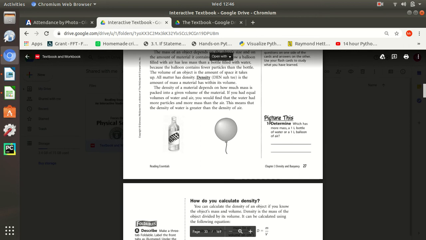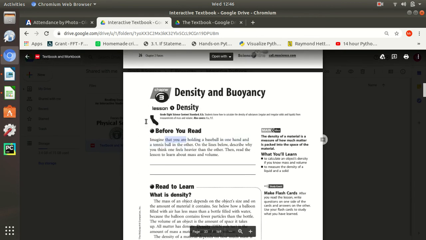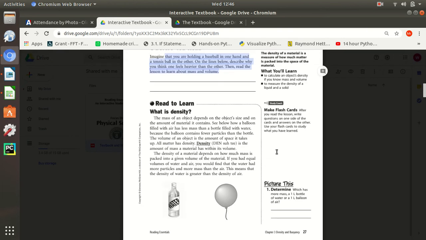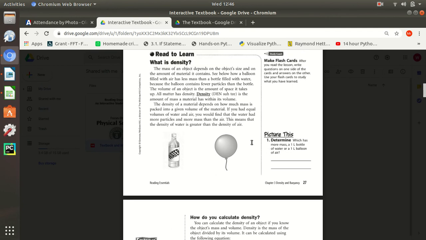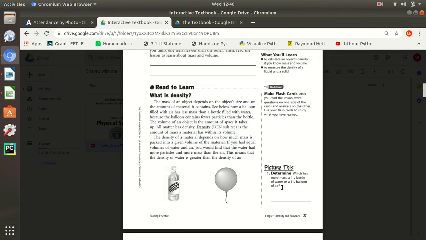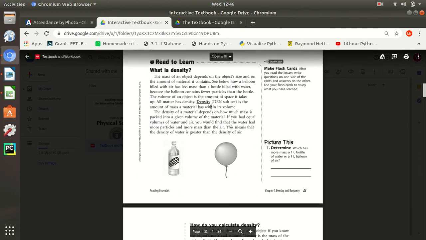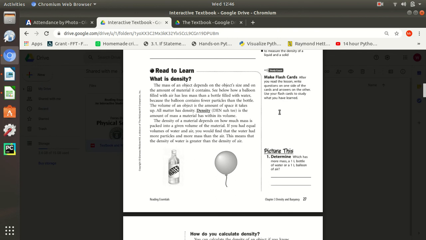Picture this. Here's another prompt. So in your notebook, right below this, before you read response that you have, right after that, do the picture this. Determine which has more mass, a 1 liter bottle of water or a 1 liter balloon of air. You tell us which one you think has more mass after reading this section. You don't have to write the question. You have to use complete sentences. So right after you did this, before you read, do that. Make sure to come back and do these flashcards when you get done.